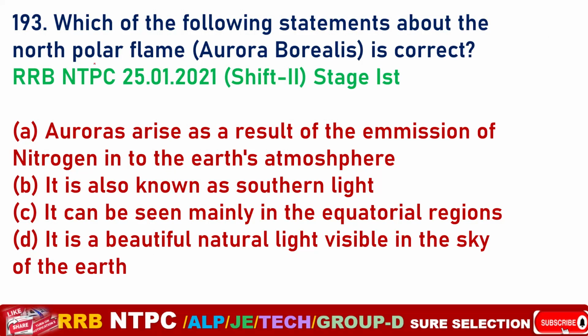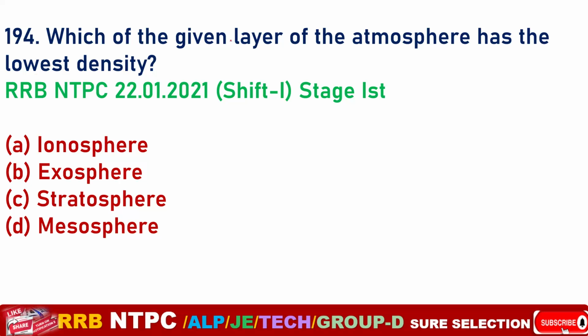Which of the following statements about the north polar flame, aurora borealis, is correct? The next chapter is chapter number 8, that is atmosphere. Which of the following statements about the aurora borealis is correct? It is a beautiful natural display visible in the sky of the earth. Which of the given layers of the atmosphere has the lowest density? The exosphere has the lowest density.